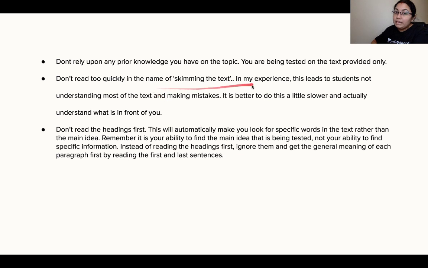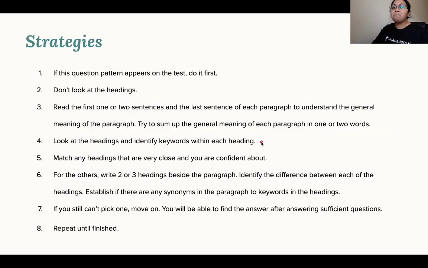Don't read too quickly in the name of skimming the text, because that again wastes your time. And don't read the headings first, because that will restrict your thought to think only about the words which are given. Instead, read the passage. This is one question type where you will read the passages first and come back to the list of headings.